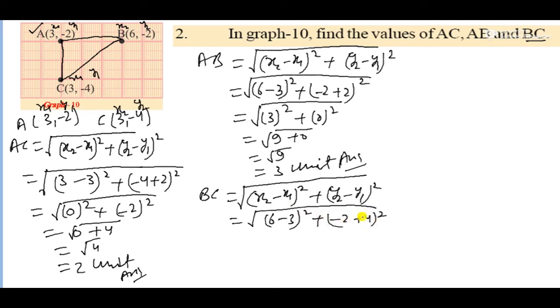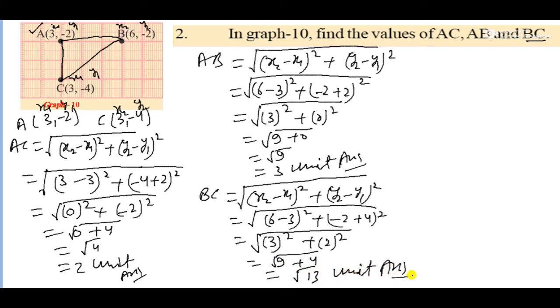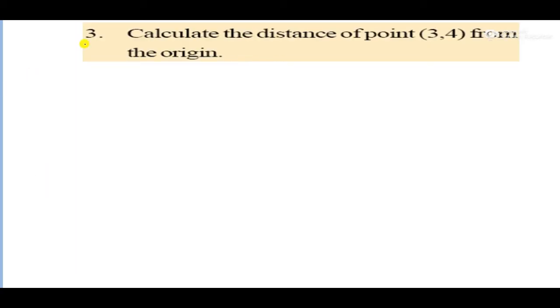Now square root. 6 minus 3, that is 3 whole square and it is 0, so 0 whole square. What happens? It is 9 plus 0, that is 9, and square root of 9 is 3. So 3 unit is the answer. So the first answer is here and it is your second answer. Now come to the BC. How can we find the BC? BC is here.